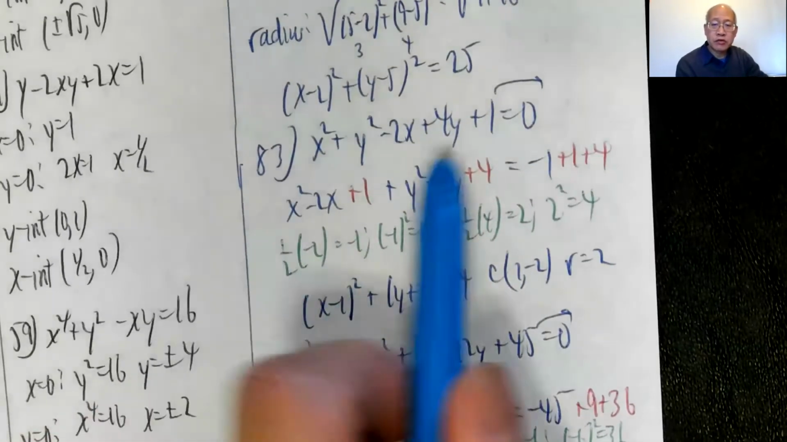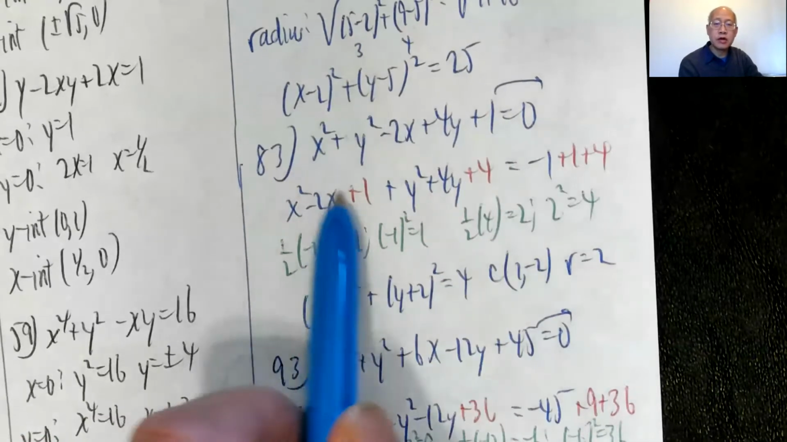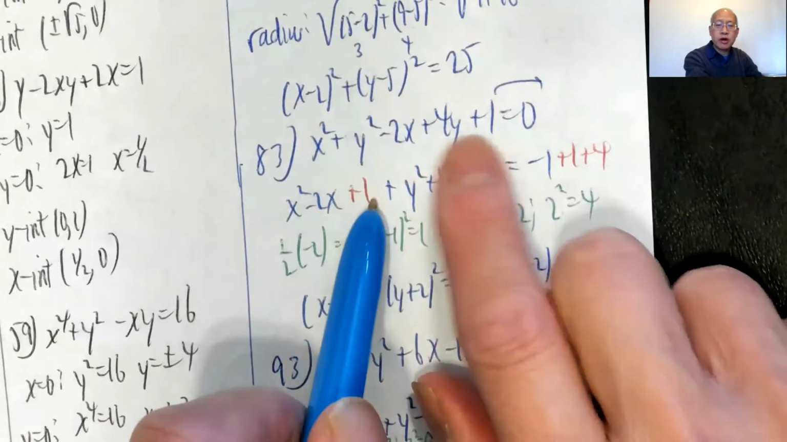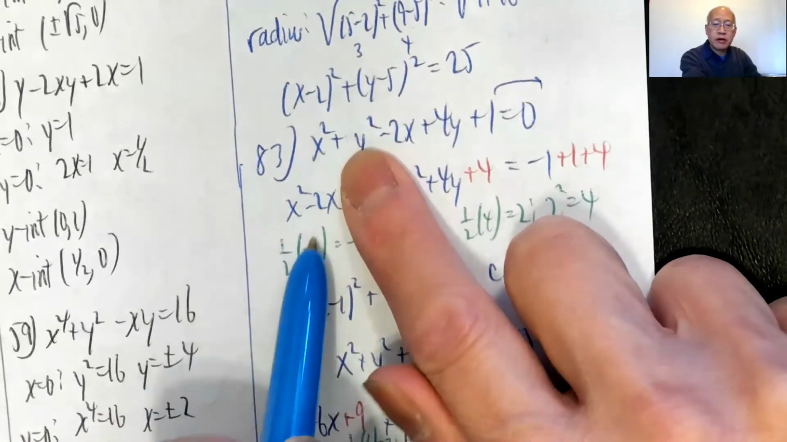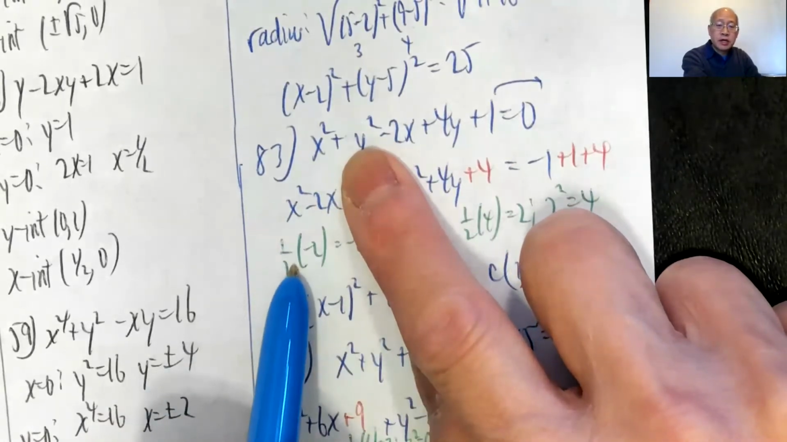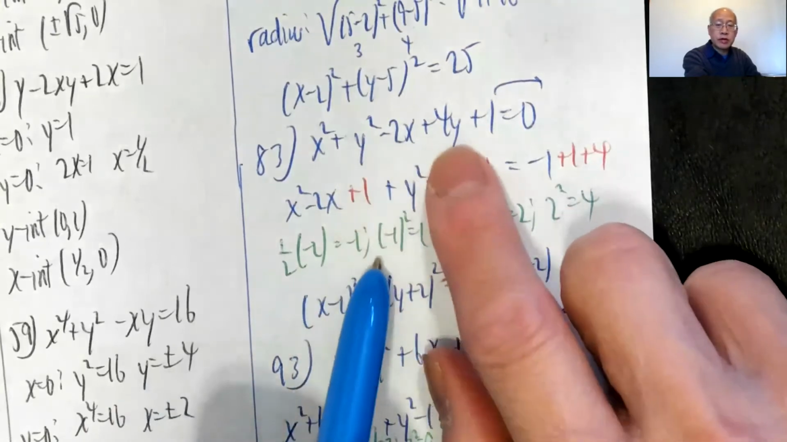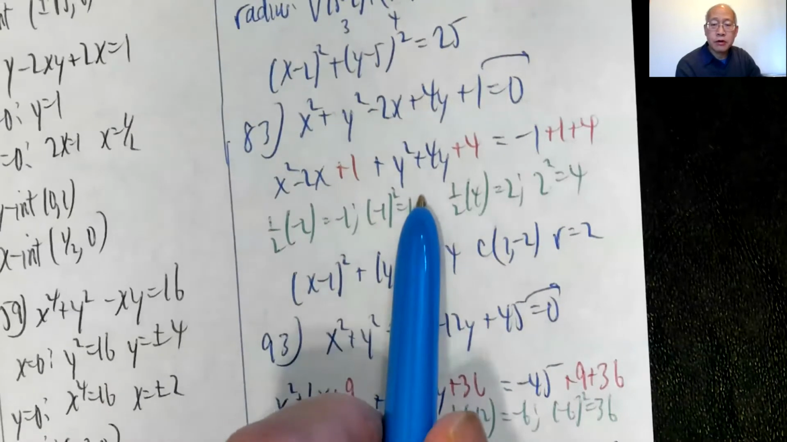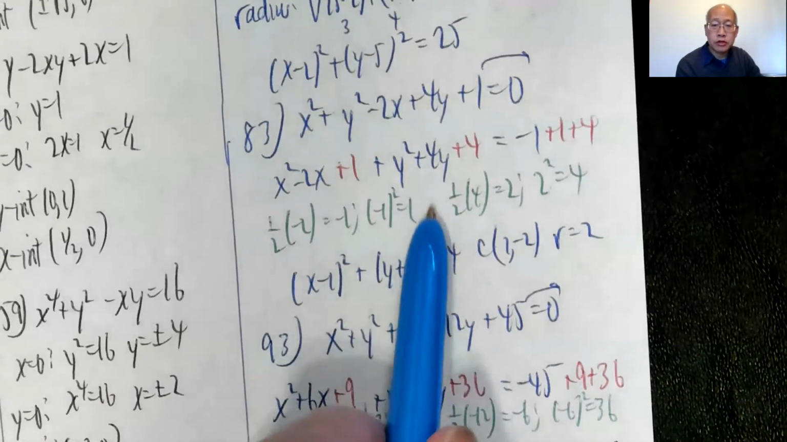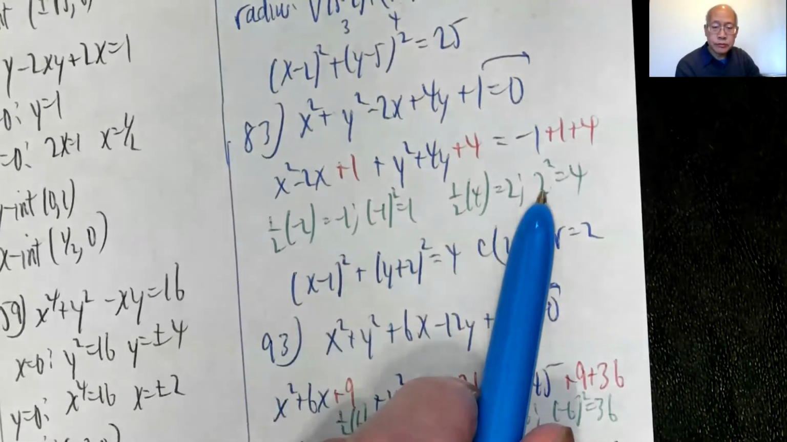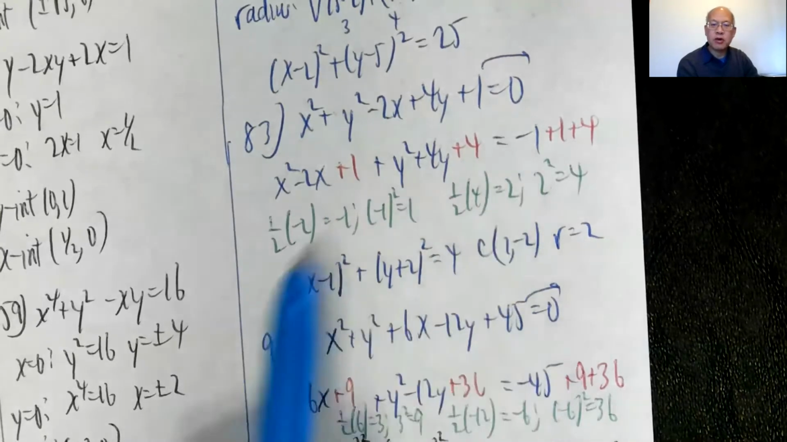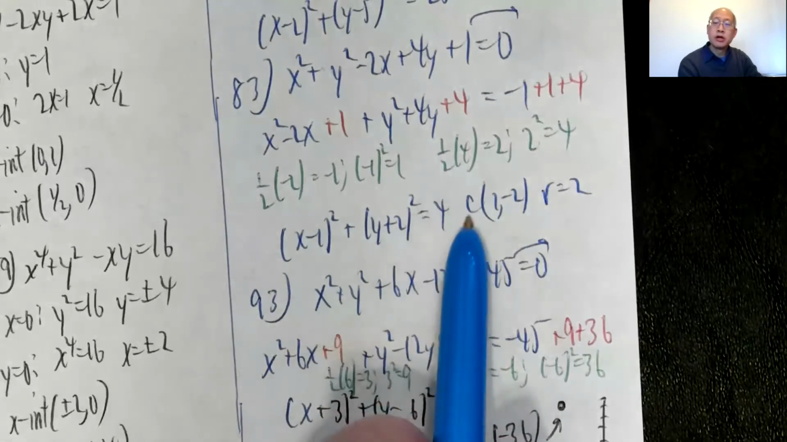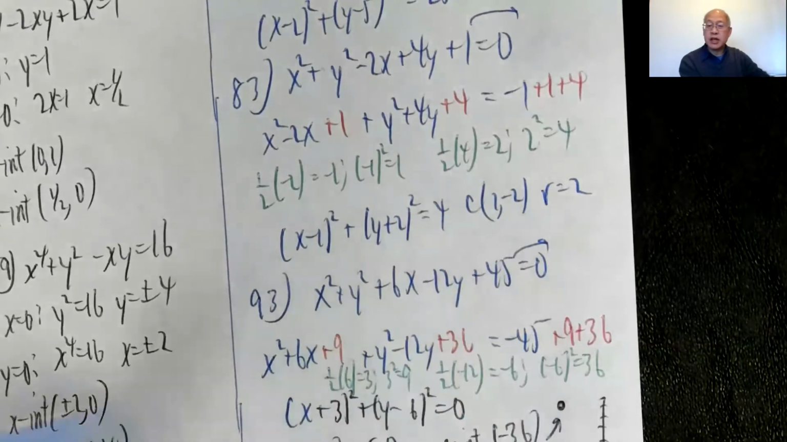83, we have to complete the square, throw the negative 1 over. X squared minus 2x plus y squared plus 4y. Then I complete the square, half the coefficient of x, half of negative 2 is negative 1, squared, you get 1. Half of coefficient of y, half of 4 is 2, 2 squared is 4. Add 1, add 4. This factors into x minus 1 squared plus y plus 2 squared equals 4. So the center is 1, negative 2, and the radius is 2.